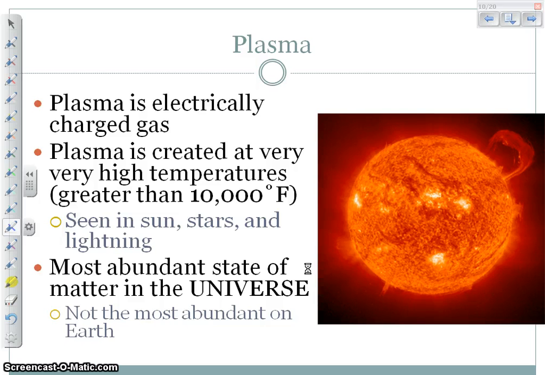When we think about plasma, plasma is one of those that you may not have been taught before. The big three were taught in elementary school, but plasma is basically just gas that has an electrical charge run through it. Okay? Plasma is created at very, very, very high temperatures, which is why it is most abundant and seen in stars, in suns, and in lightning. I'd say suns, our sun, but the stars and lightning. And because of this, it happens to be the most abundant state of matter in the universe, but it's not very abundant on Earth. So if you start discussing its abundance, make sure that you can distinguish between the universe and Earth. Okay?